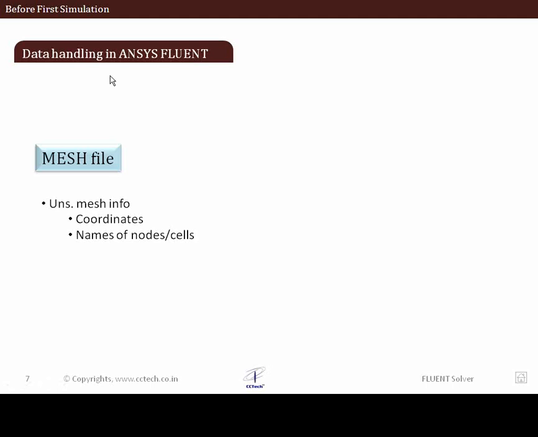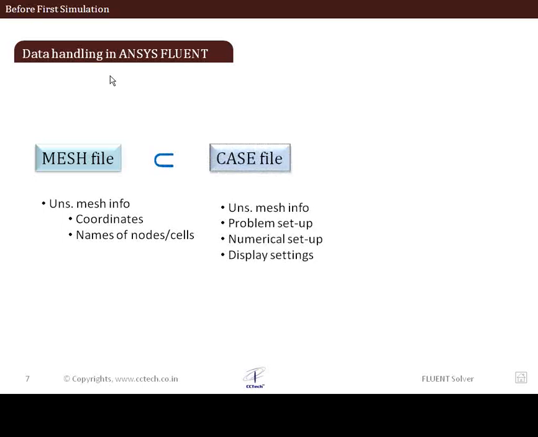So we have seen the slide before about the file formats of ANSYS Fluent. Basically it's a .msh file. It's an unstructured mesh file which contains the coordinates of the nodes and the names of the cells. So it's an unstructured mesh. Every mesh element has a name, and this is actually a subset of the case file. Now once the mesh has been read into Fluent, what Fluent can further process or write is the case file, which includes the mesh. So the mesh file is a subset of the case file, and additionally it also includes the problem setup, the numerical and the display settings.